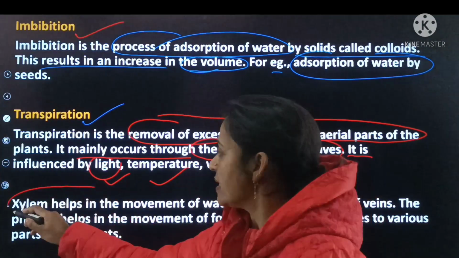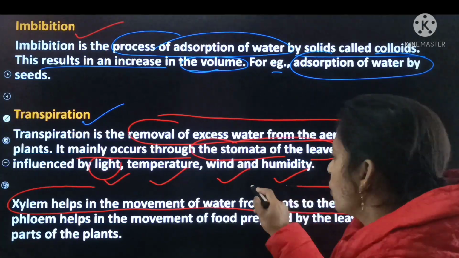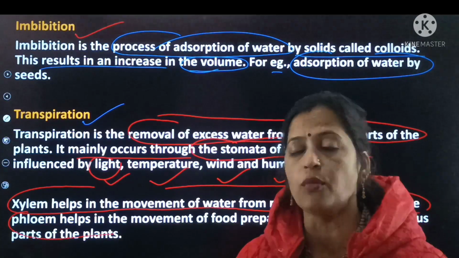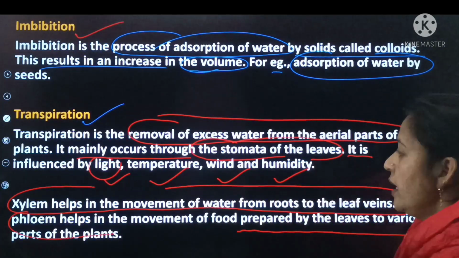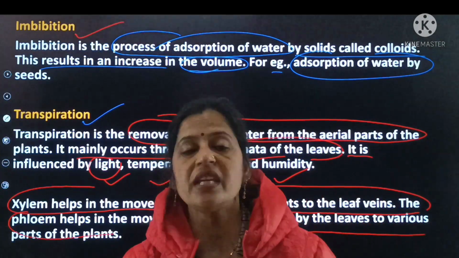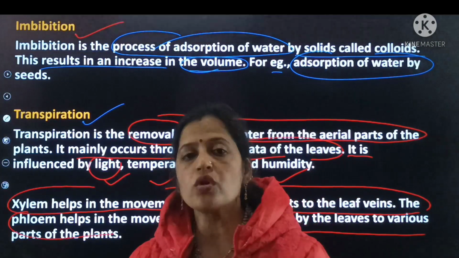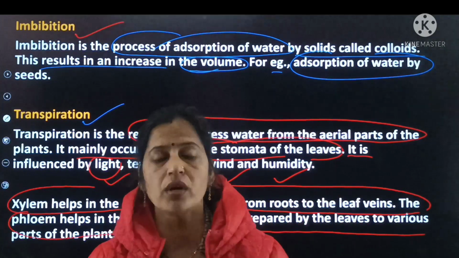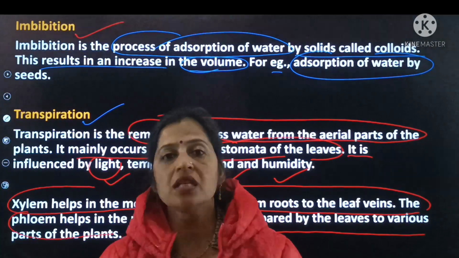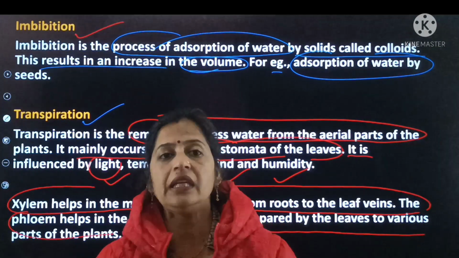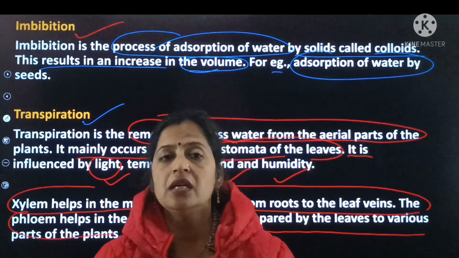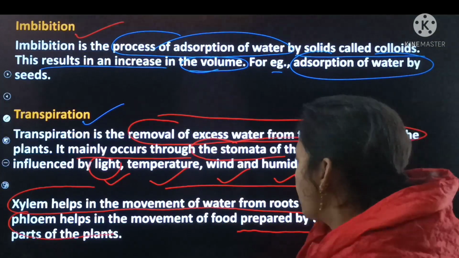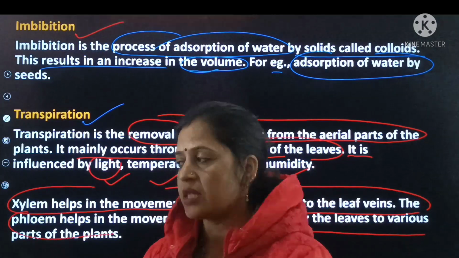So here it is written that xylem helps in the movement of water from the roots to the leaf veins, whereas phloem helps in the movement of the food molecules, the food prepared by the leaves, and after that it is transferred to the various parts of the plant. So here is the most important function of xylem as well as phloem. Phloem helps in the movement of food prepared by the process of photosynthesis.